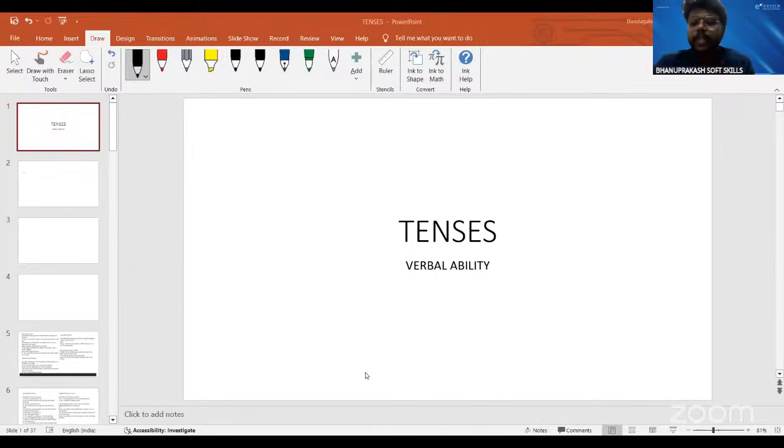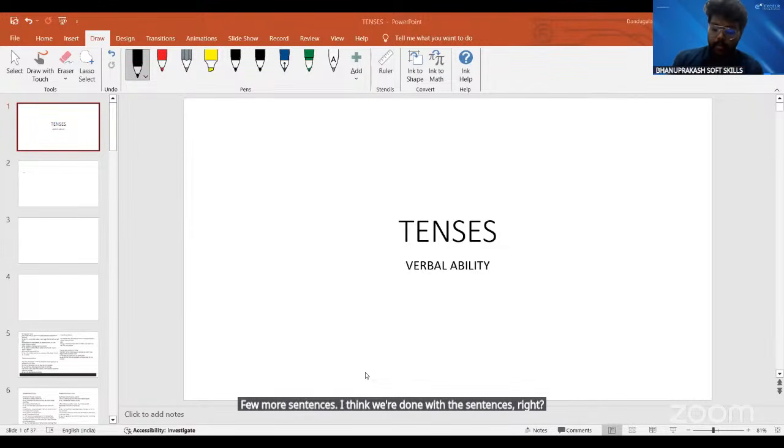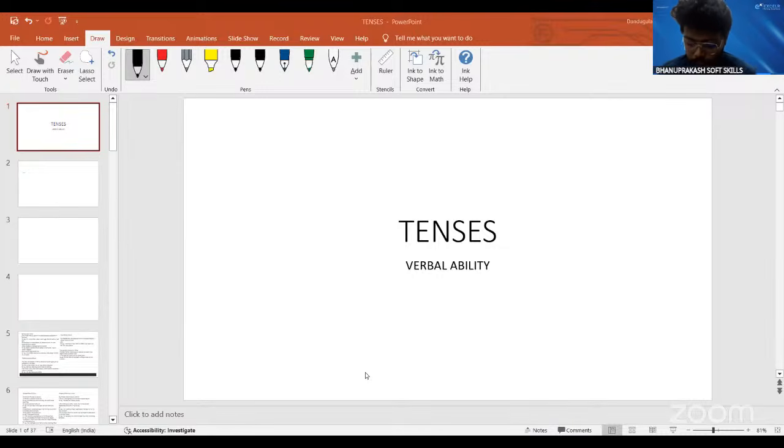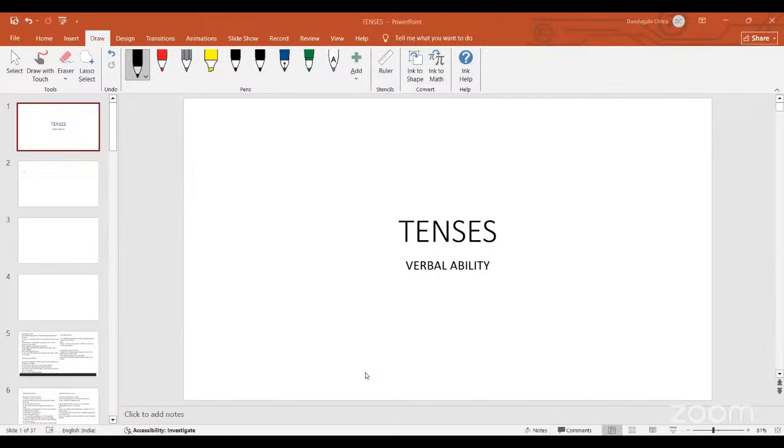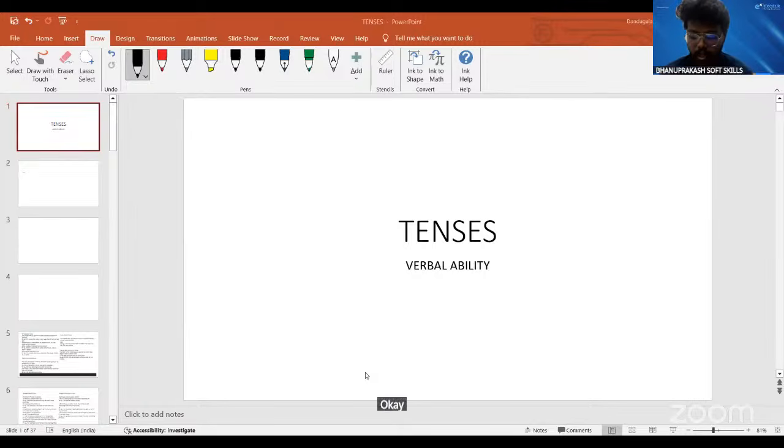Now, a few more sentences. Activity. A few more sentences. I think we're done with the sentences, right? Okay, tell me this one.